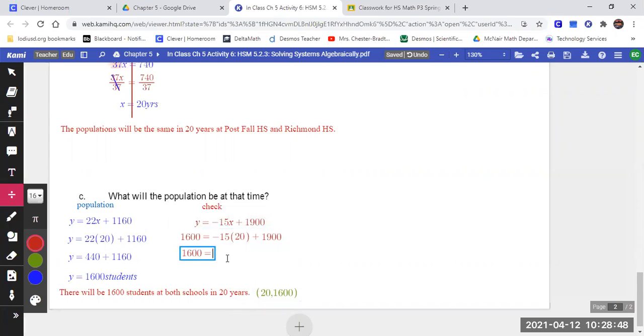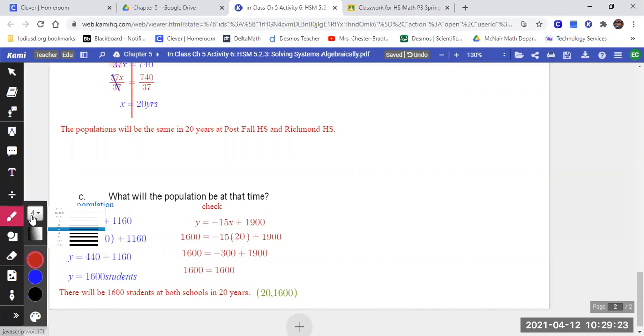What is 20 times negative 15? Negative 300, subtracting 300. Oops, I forgot the minus sign, sorry. Okay, so do the math on the right-hand side. What does it equal? So what do we get to put right here? We get to check, right? It worked.